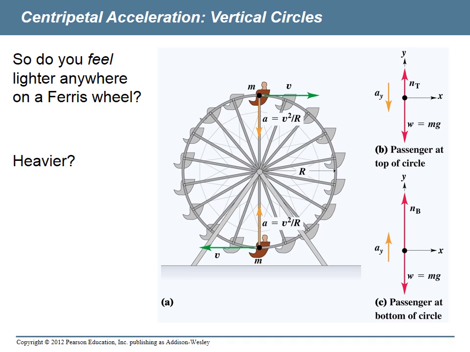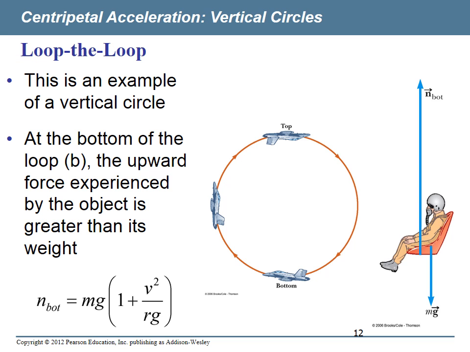So there are some equations we can derive that will make it easier to deal with these. A loop-the-loop is one, it's just like a Ferris wheel, right? It's the same thing where the guy is going around in a circle. You have a pilot going around in a circle, so it's in a vertical circle.